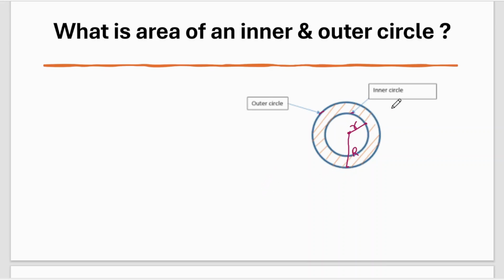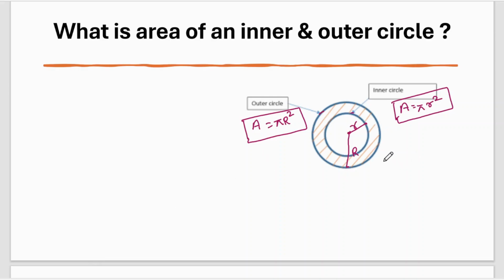Now we know how to find the area. So area is nothing but pi r square. We have taken the radius as small r, so the area of the inner circle will be pi r square. Now what is the outer circle area? Area of outer circle equals, we have taken the radius of the outer circle as capital R, so area will be pi capital R square.